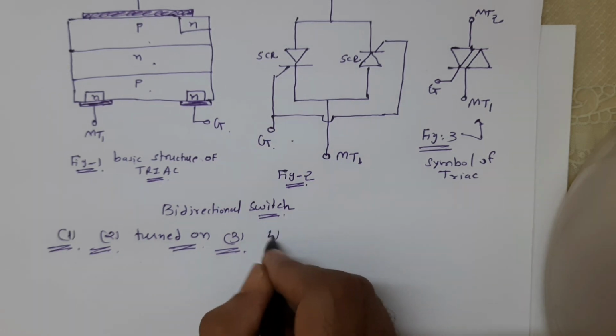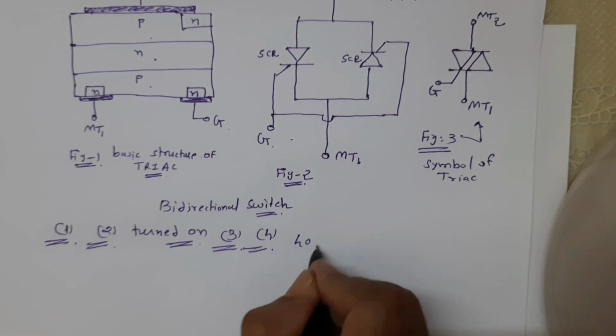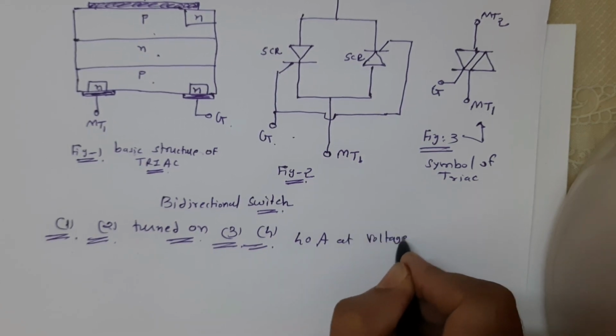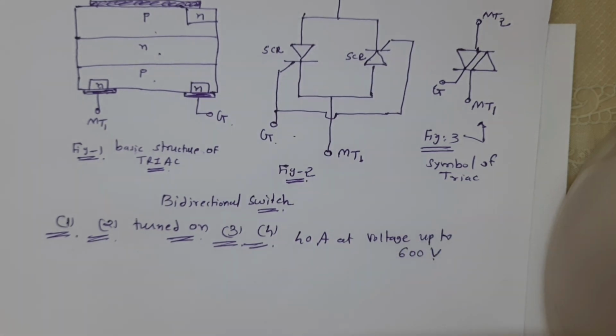And the last one, the main disadvantage of the triac over the SCR is that triacs have considerably lower current handling capabilities. Most of the triacs are available in the rating of less than 40 ampere at voltage up to 600 volt.